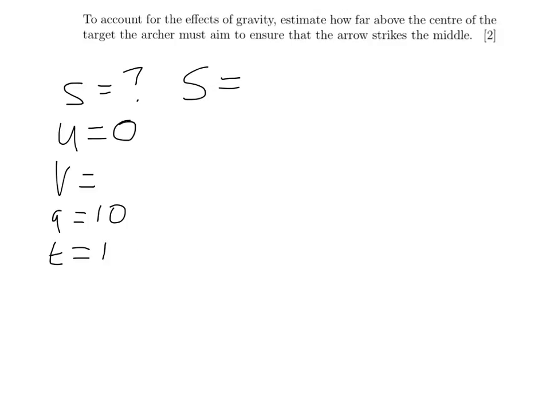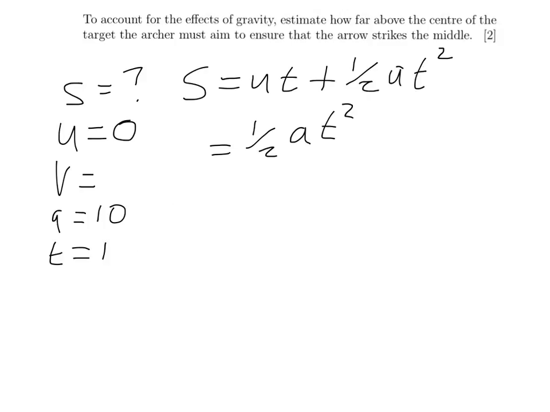Originally, when it starts falling, it has a vertical velocity of 0, so we can use s equals ut plus half at squared. The ut cancels out because u is 0, so it's half at squared. So we've got a half times the acceleration due to gravity, which is 10, times our time, which is 1 squared. So that means we have to aim 5 meters above the target.